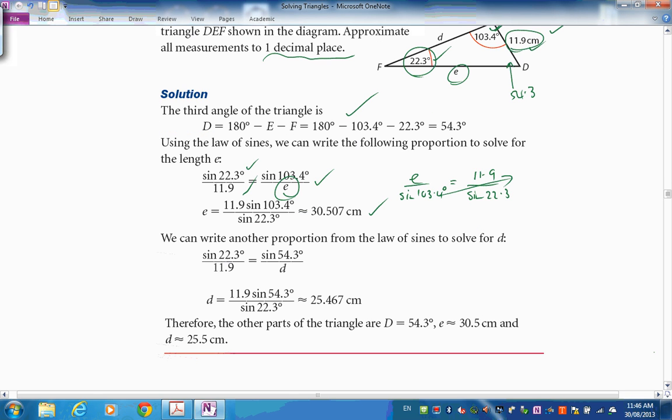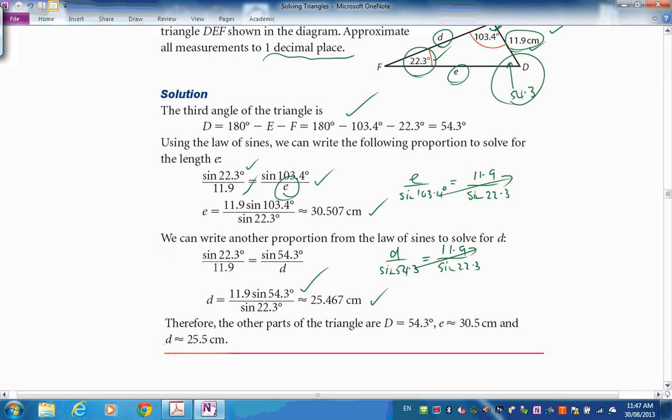Let's look at this one. Write another proportion. What's this one? Well, D over the sine of 54.3. Again, because I'm looking for a side, I'd use the ratio the other way up: D over sine 54.3 is 11.9 over the sine of 22.3. Multiply across, you get this one here, and there we are.